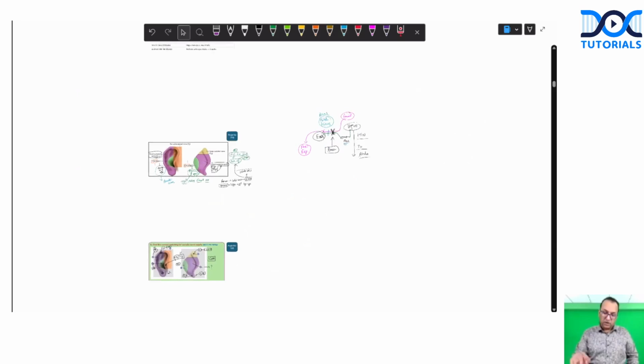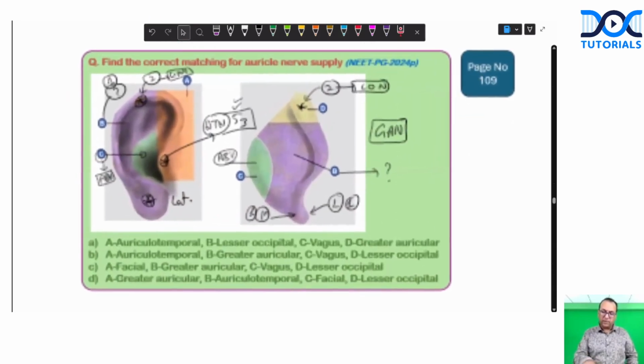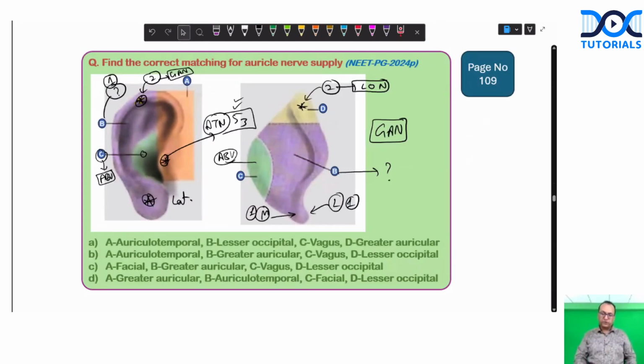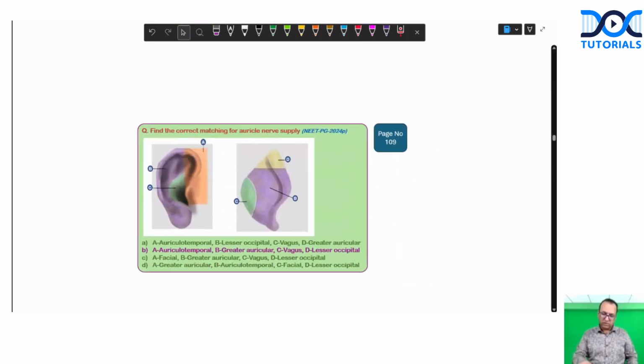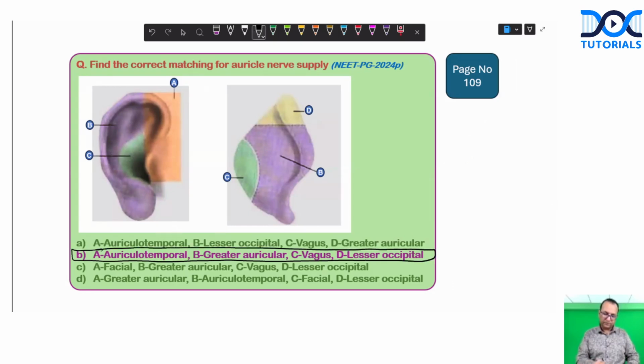Right. Now, once you are done, you can look at this question. I think there shouldn't be any problem in matching, because we already have this, page number 109. We already have taken care of the details. So I will show you the marked answer. This is the marking. B is the answer. Okay, so that was some detail about the ear.